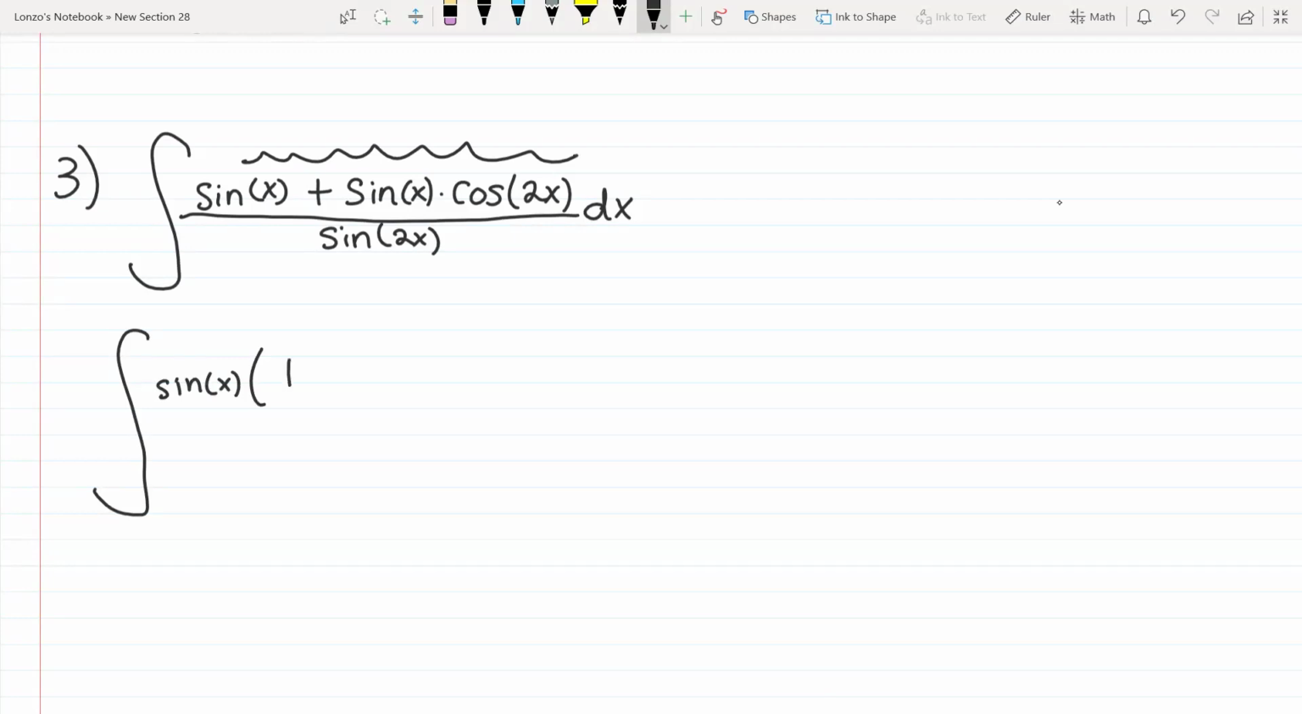So this would be 1 plus cosine of 2x. And then on the bottom, sin of 2x is, I think it's a double angle. So that could be expressed as, yeah, sin of 2x can be expanded as 2 sin x times cosine x. Okay.